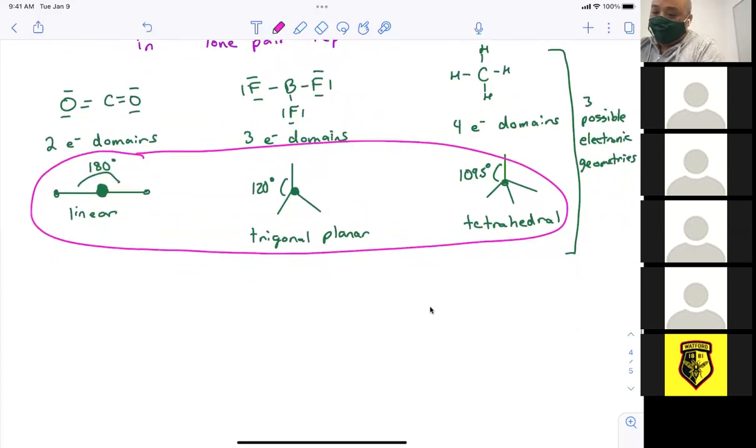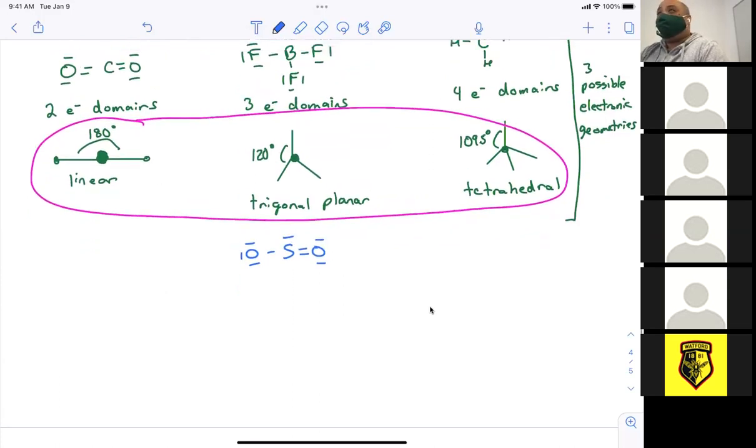Now, let's say we have something like SO2. How many domains does SO2 have? 3. Why, Daphne? There's a lone pair on the S. So this is 3 domains. It's okay. This is how we learn. 3 domains. There's 2 bonds, 2 bonding areas, and 1 lone pair area.